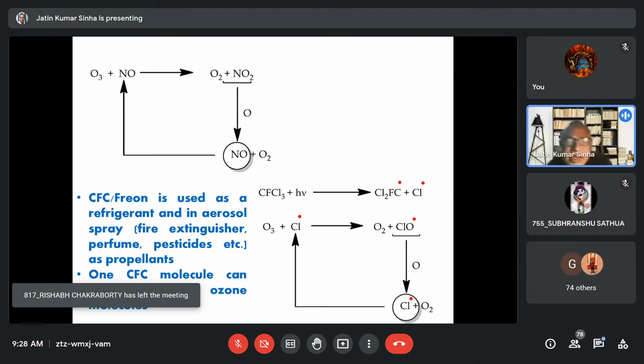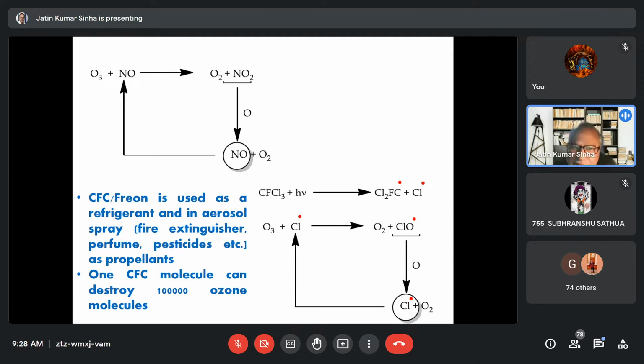The next is nitrogen oxide. Nitrogen oxide reacts with O3 to give you oxygen and nitrogen dioxide. Again, that reacts with nascent oxygen to give you back nitrogen oxide. So again, this is a chain reaction. One nitrogen oxide can be responsible for the consumption of many O3 molecules.